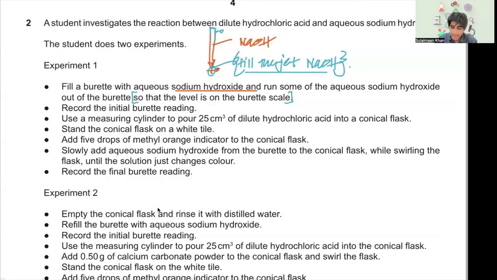I'll do that. Absolutely. Use a measuring cylinder to... Whenever he writes something like this, because I've been reading these questions on and on and on, now I've recognized a pattern. If he's using a measuring cylinder to pour 25 cm cube of dilute hydrochloric acid, that's an inaccuracy. What should he do? He should use a pipette.